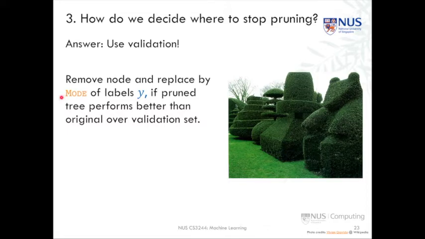And if the pruned decision tree actually works better in the validation set over the training set, we're going to cut and replace that node. We can do this recursively to prune back multiple layers of the decision tree until we have a good fit.